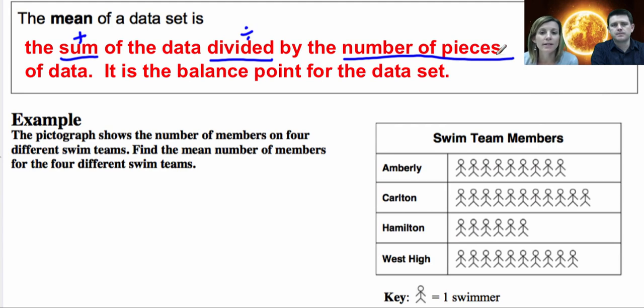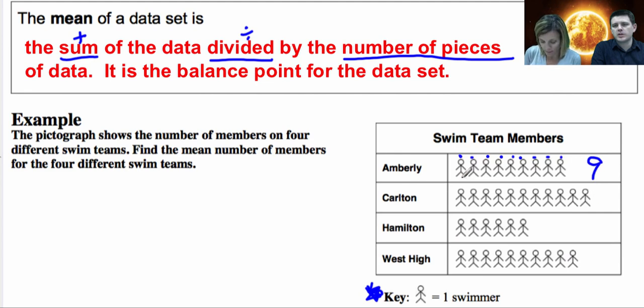All right, it's been a while since you guys have looked at a pictograph. This example shows you the number of members on 4 different swim teams. It is so important to look at that key to make sure that each person is one swimmer in this graph. We need to figure out how many are on each swim team so that we can add them up and divide. So Mr. McKenzie is counting now.